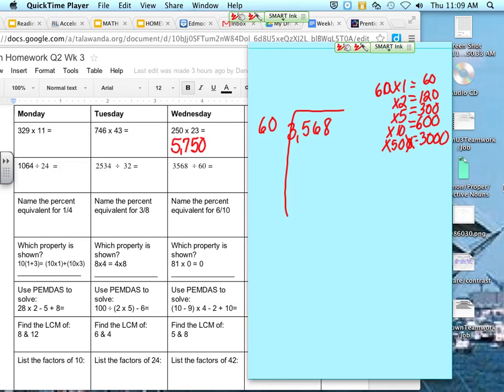And if we know that 60 times 5 is 300, 60 times 50 would be 3,000. Okay, which one's going to get me closest to 3,568? Lily? Times 50. Times 50, which got us 3,000. And when I subtract, I'm left with 568. Which is going to get me closest to 568, Nathan?